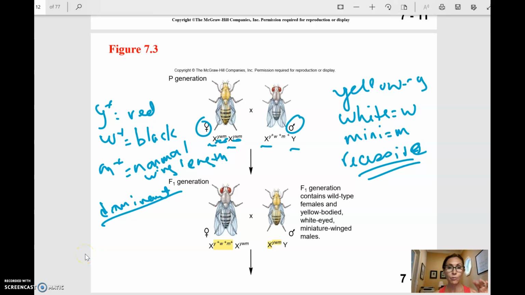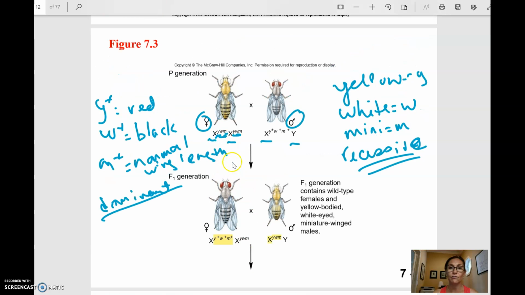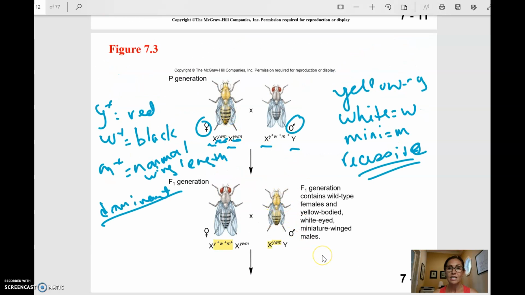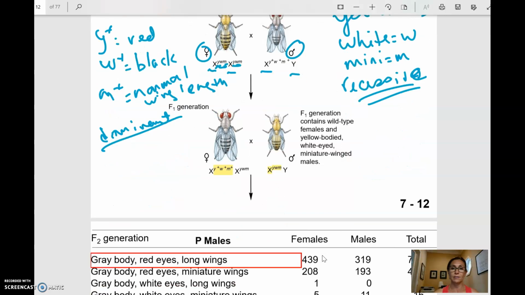All right, picking up where we left off with our P generation, with the mamas over here, or the females, which have yellow bodies, short or miniature wings, and white eyes, and the males that have black bodies, regular wings, normal wing length, and red eyes. The F1 generation, the females, you'll see, look different from the originals, and so do the males. In fact, you have the reverse trend.